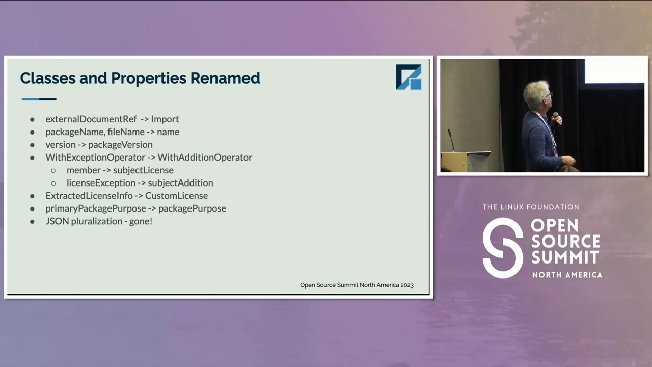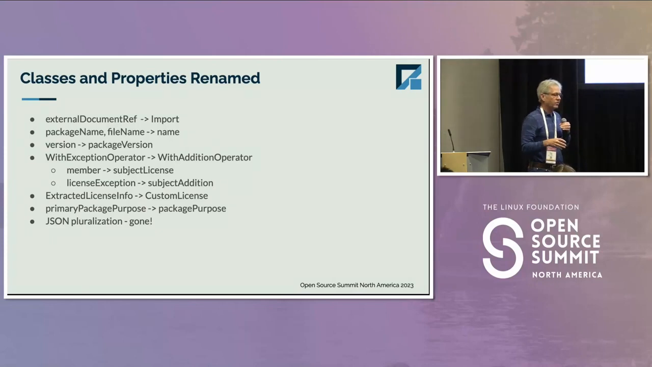We've changed package file name and file name to just name. As part of the model, we changed version to package version. And then there are a few licensing name changes that go with the with-addition operator that was presented earlier: extracted license info, custom license. And actually, I think we changed package purpose back to primary package purpose, at least I put in a request for that, which may be a structural change. There's an open issue right now.